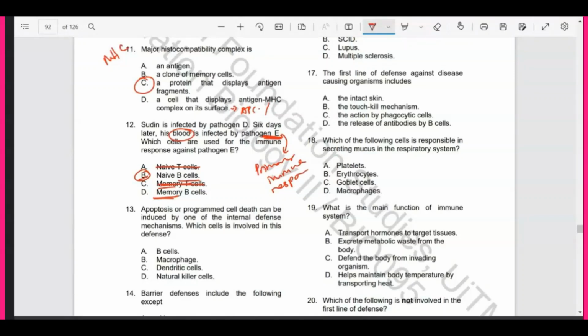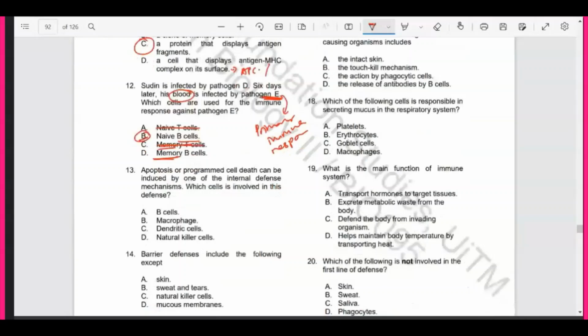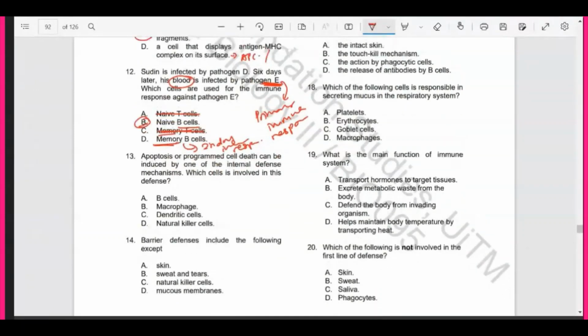Faham? Memori yang terlibat adalah secondary immune response. Faham? Boleh? Ada yang tak faham? Boleh tanya. Faham. Faham, Madam.